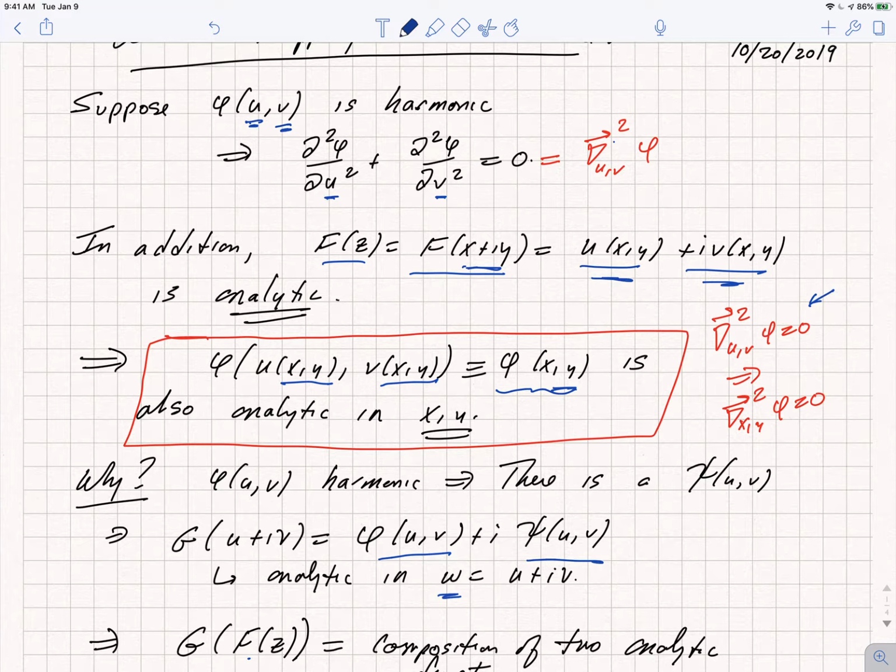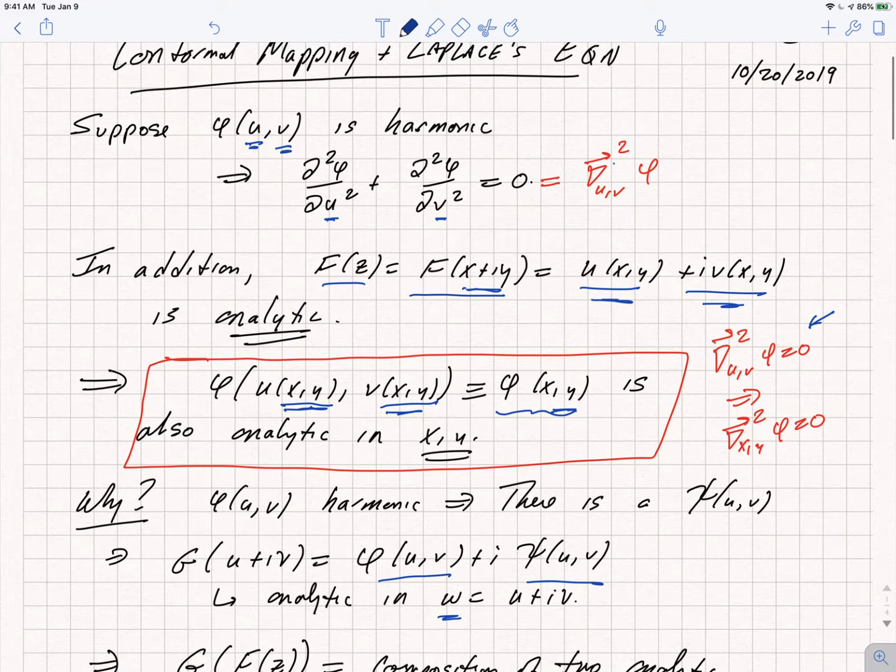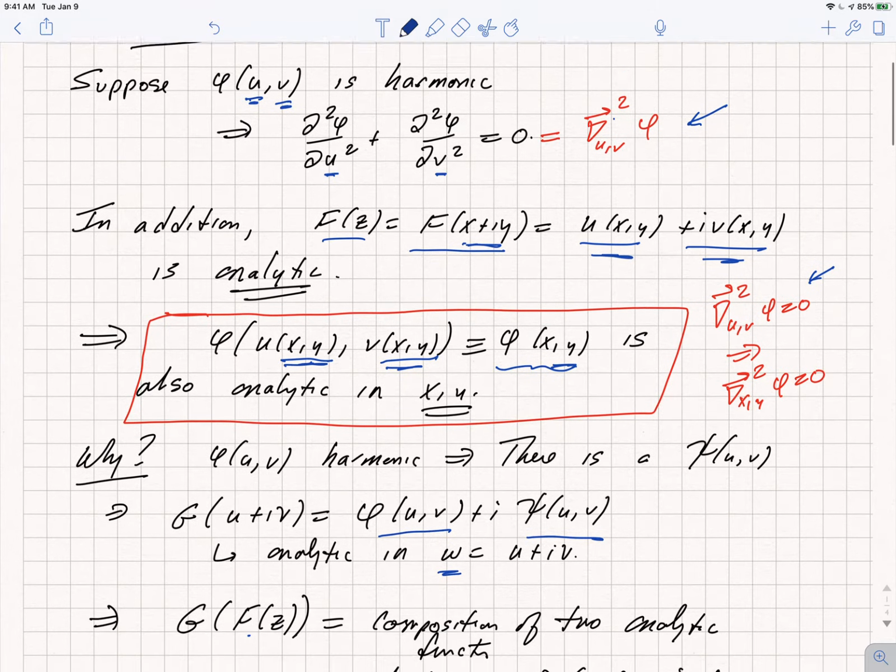The point is that if phi of u and v is harmonic with respect to u and v, then when I view it as a function of x and y, where I view u as a function of x and y as I do here, and v as a function of x and y, this overall function phi of x and y is also harmonic in x and y. That is, specifically in terms of equations, the del squared of uv of phi is equal to 0 by assumption. That's the assumption up here. Then this implies that del squared with respect to x and y of phi, where I take the x and y derivatives, is also equal to 0.